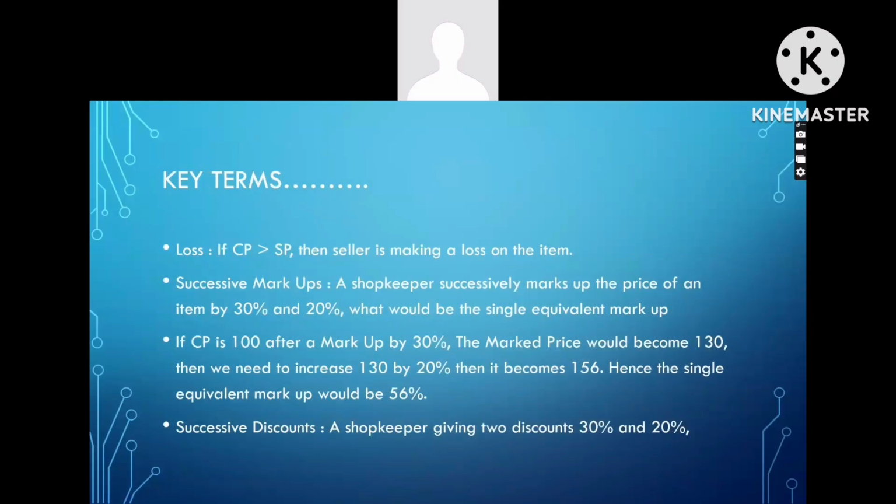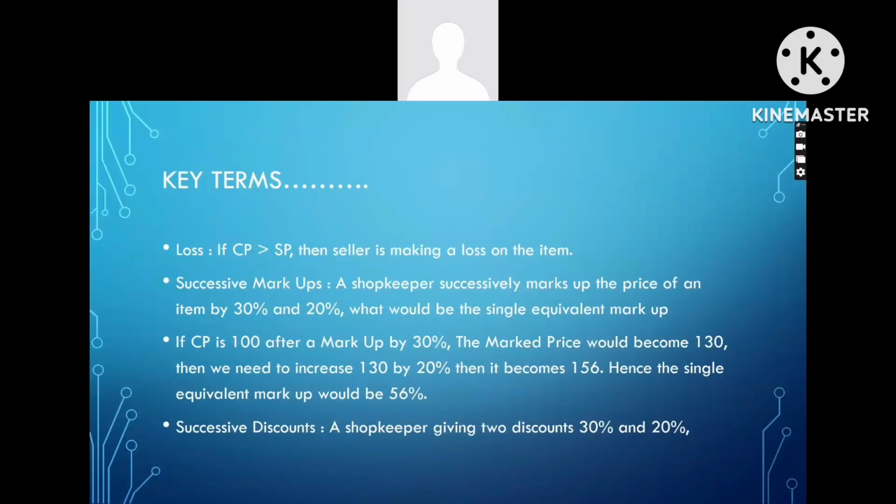Next comes loss. If CP is greater than SP, then the seller is making a loss on the item. Successive markups. A shopkeeper successively marks up the price of an item by 30% and 20%. What would be the single equivalent markup? If CP is 100, then after a markup of 30%, the market price would be 130. Then we need to increase 130 by 20%, then it becomes 156. Hence, the single equivalent markup would be 56%.